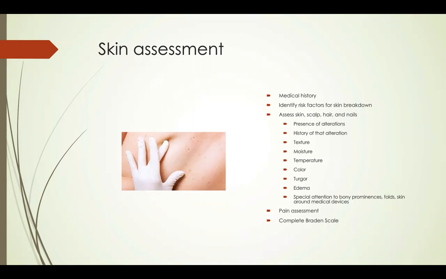You want to use your Braden scale and identify if they're at high risk for skin breakdown and what their risk factors are for skin breakdown. You then go ahead and start looking around and assessing their skin. We look at their skin, their scalp, their hair, their nails. We're assessing for symmetry as well. The pigmentation of the skin should be consistent throughout the body.